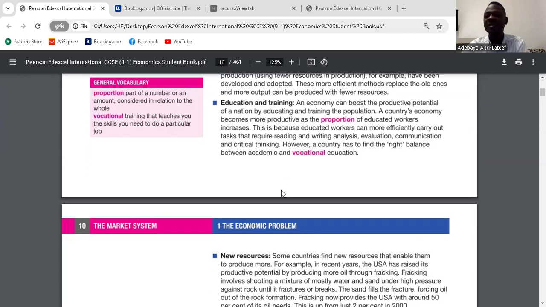Education and training. Another way to witness economic growth is through education and training. It says an economy can boost the productive potential of a nation by educating and training the population. A country's economy becomes more productive as the proportion of educated workers increases. This is because educated workers can more efficiently carry out tasks that require reading and writing, analysis, evaluation, communication, and critical thinking. However, a country has to find the right balance between academic and vocational education.